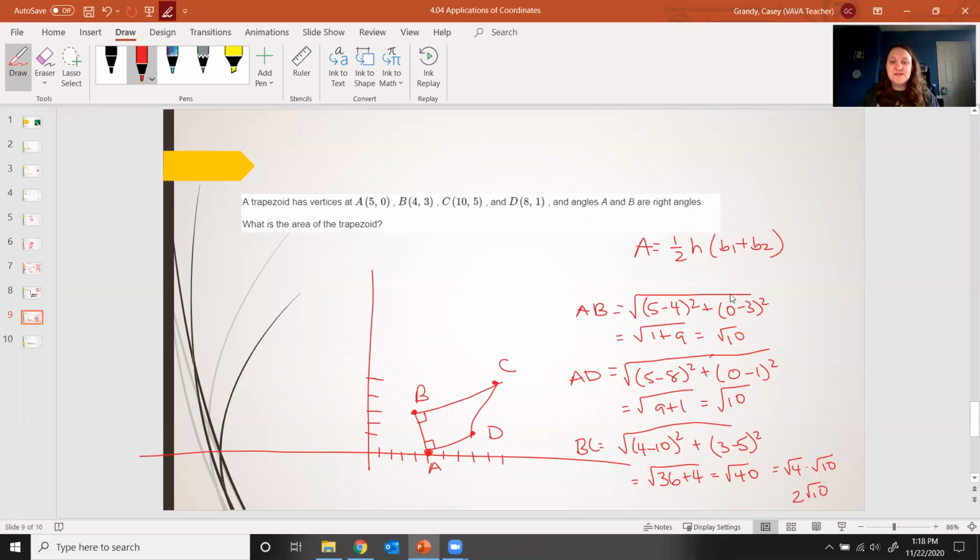Okay, so using the distance formula for AB, you should have gotten the square root of 10. Don't round it, just leave it, square root 10. For AD, again, we got the square root of 10. Now this is just a coincidence that they both happen to be the same. That will not happen every time. And BC, the length of BC is 2 root 10. So when I put that in my picture, AB is the square root of 10, AD is the square root of 10, and BC is 2 root 10. Now I have everything I need to calculate the area. The height is the square root of 10, base 1 is square root 10, and base 2 is 2 root 10.